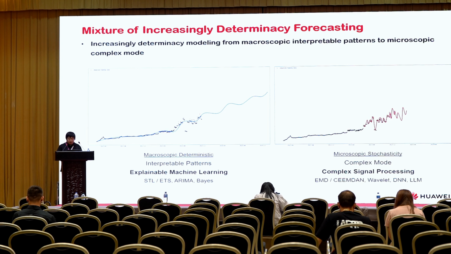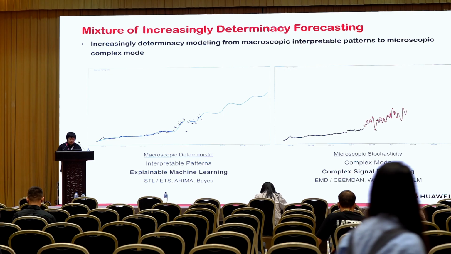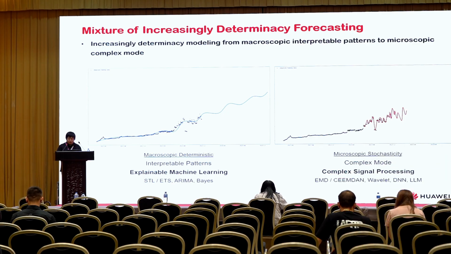seasonal trend laws, ARIMA, and Bayesian approaches represent interpretable frameworks designed for macro-level deterministic problems. In contrast, techniques of signal processing, like ensemble empirical mode decomposition, deep neural networks, and large language models, constitute a distinct category. They operate through complex fitting mechanics to characterize micro-level numeric transformations while lacking explicit logical interpretability. I'll explain why I prefer deep neural networks or large language models as microscopic models.